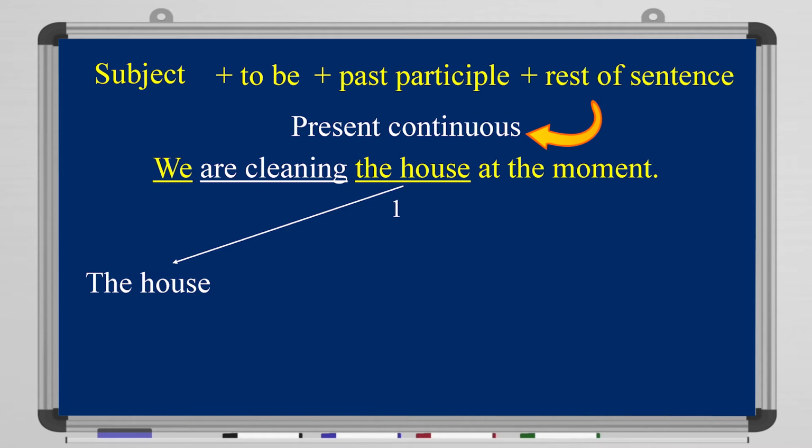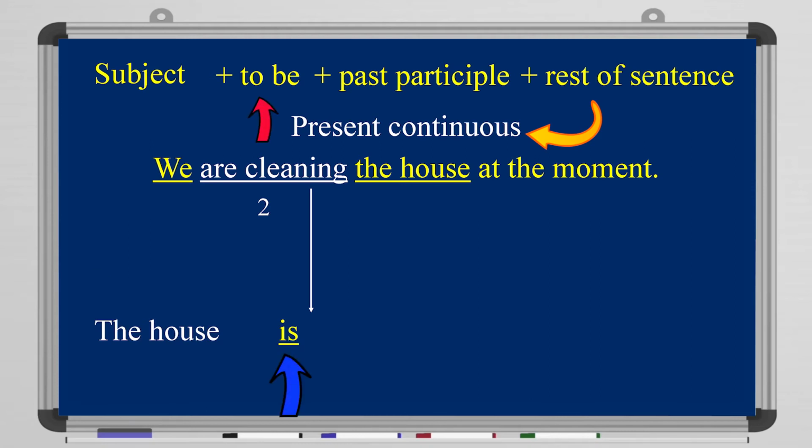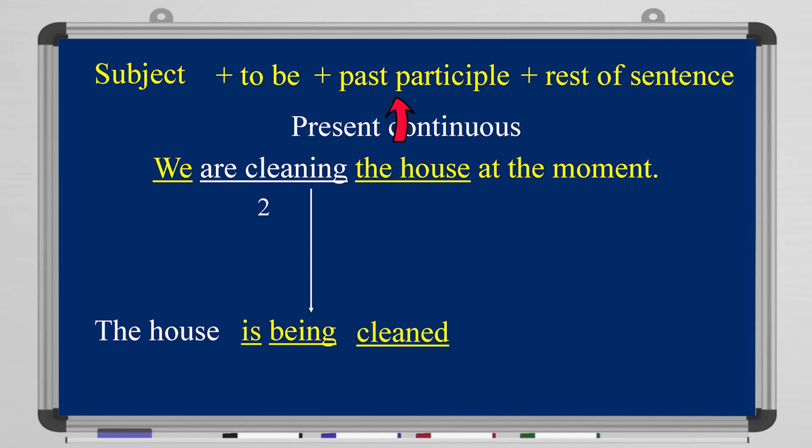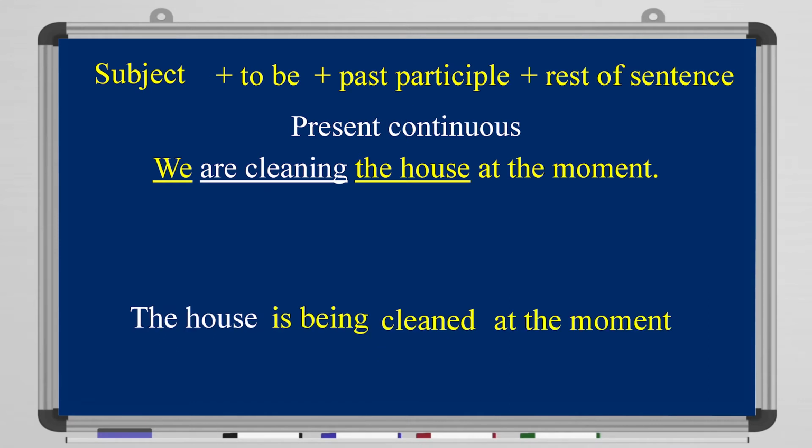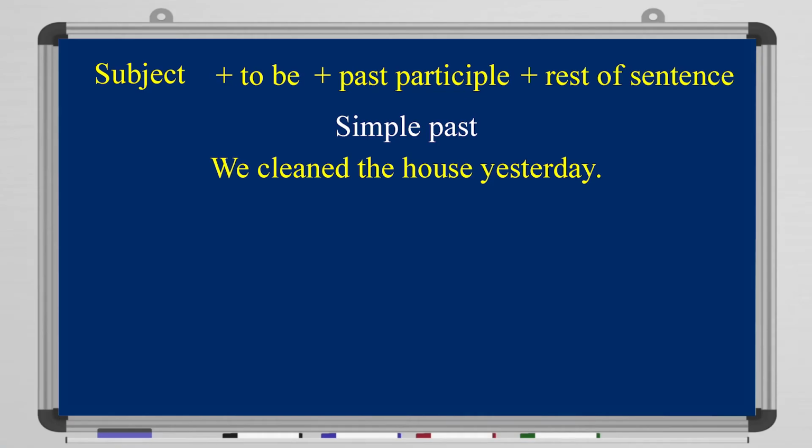So the sentence is in the present continuous. Is or are plus being plus the verb in the past participle. So the house is or are? Is. Very good. And then what do we put? Being. Excellent. And then what do we put? The verb in the past participle, which is cleaning. We need to change it into cleaned. And then we add the rest of the sentence. And the answer is, the house is being cleaned at the moment. Simple, right? If you have that table, it's going to be simple. This is why I asked you to screenshot it and have it next to you. Okay? Let's look at another example.